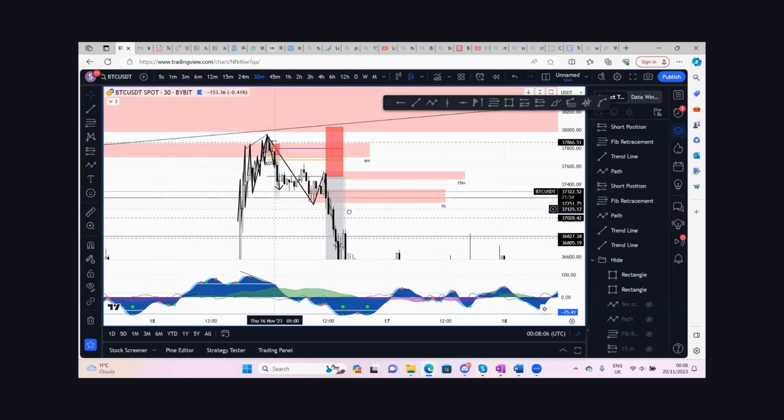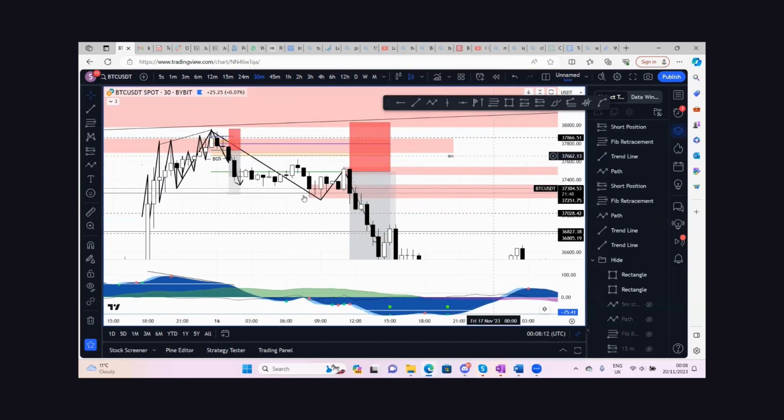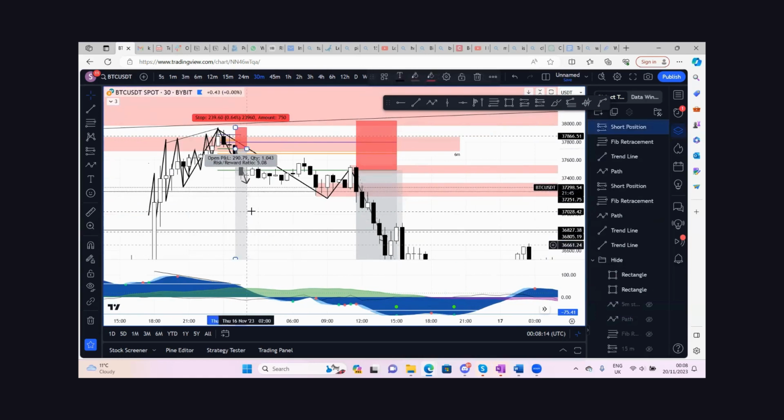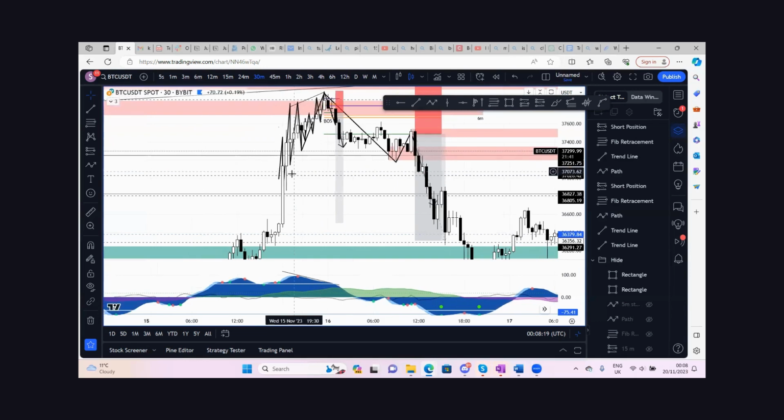So here you can see that we have a better risk to reward ratio, and our stop loss can be a lot tighter than what it was earlier. So that's exactly how I enter that trade.